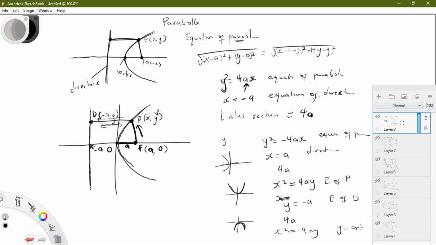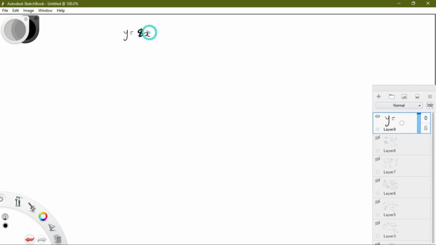So for example, you have a question and you are told that this is the equation of the parabola. Now you are told to find the focus of the parabola. Where is the focus? Find the focus, find the latus rectum, and find the equation of the directrix. Let's just say we're told to find these. From this we can see that it fits this equation, right? So we know that it is on the positive side of x for this equation.